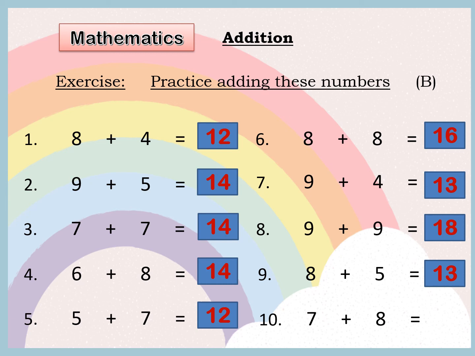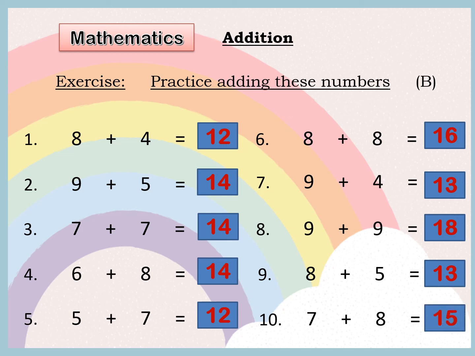So we have 7 plus 8. In 7 plus 8, which number is bigger? Is it 7 or 8? Very good. 8 is bigger. So put 8 on your mind and count 7 on your fingers. 1, 2, 3, 4, 5, 6, 7. 8 and 7. Let's count. 8, 9, 10, 11, 12, 13, 14, 15. What's the answer? The answer is 15.